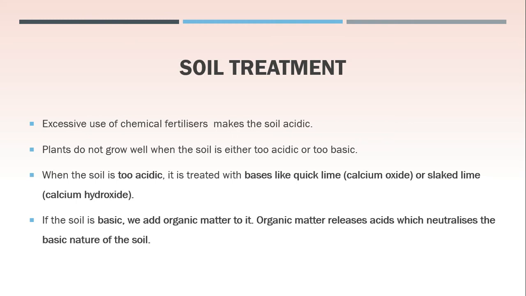Then what should we do? How will we treat this soil which is too acidic or too basic? When a soil is too acidic, we can treat it with a base like quicklime or slaked lime. Quicklime is calcium oxide and slaked lime is calcium hydroxide. For acidic soil, we will treat it with a base like quicklime and slaked lime.